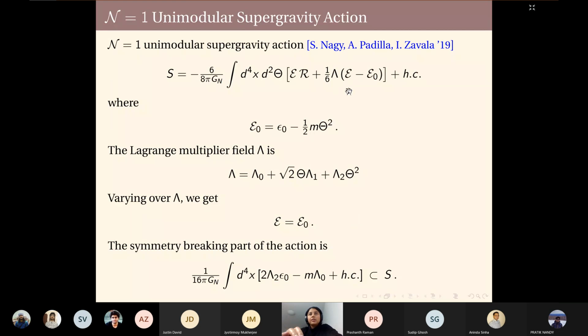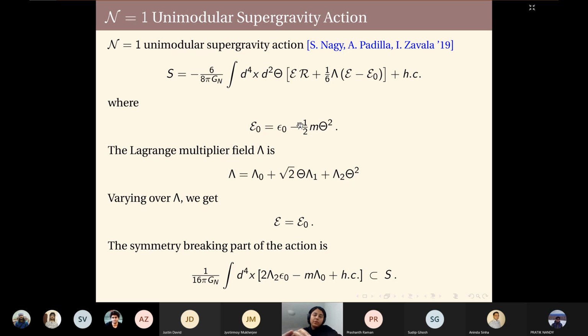So now when we want to write the unimodular one, we bring in this Lagrange multiplier superfield, as you saw in unimodular gravity. And so now there's this constant superfield epsilon naught, and there's this volume element sitting here. And when you vary over lambda, you get this epsilon equal to epsilon naught. And this epsilon naught has these components.